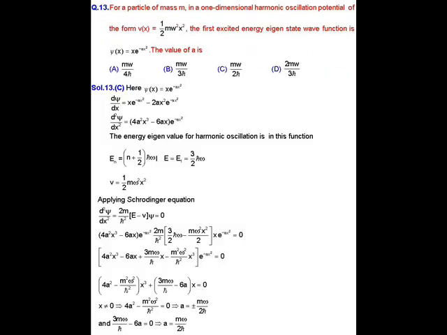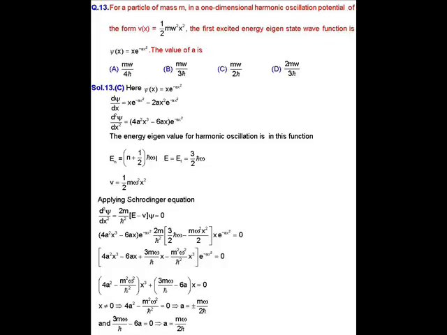Option D is correct. MCQ question number 13. In a one-dimensional harmonic oscillator, the potential of a particle of mass m is given as V of x equals half m omega square x square, and the first excited state energy eigenstate wave function is given as psi of x equals x e to the power minus a x square. Here we have to find the value of a in this function.